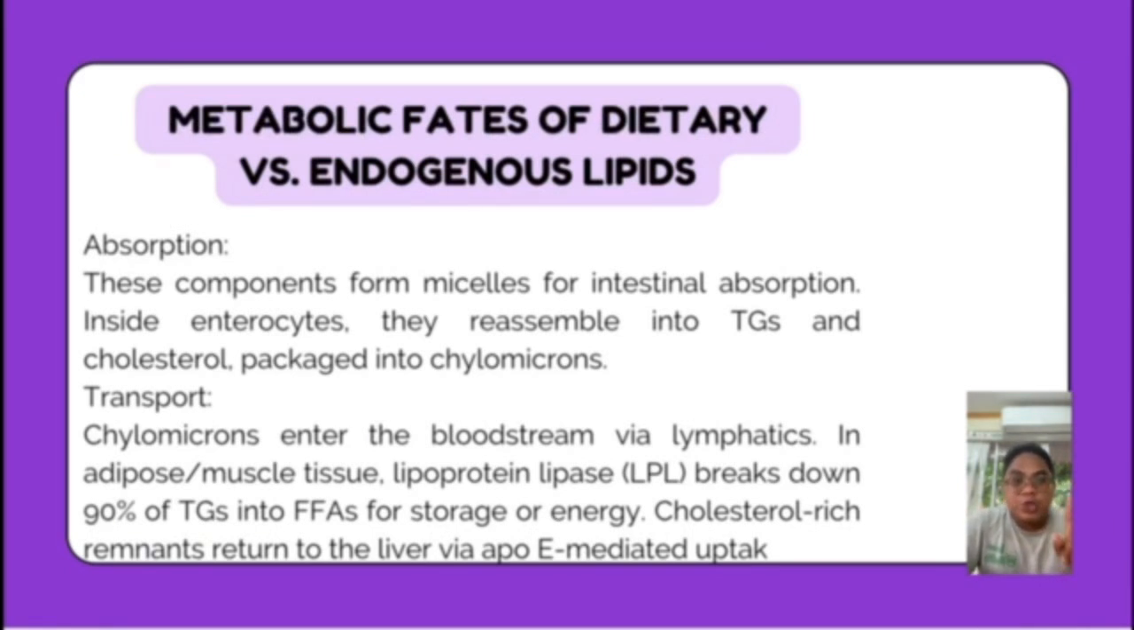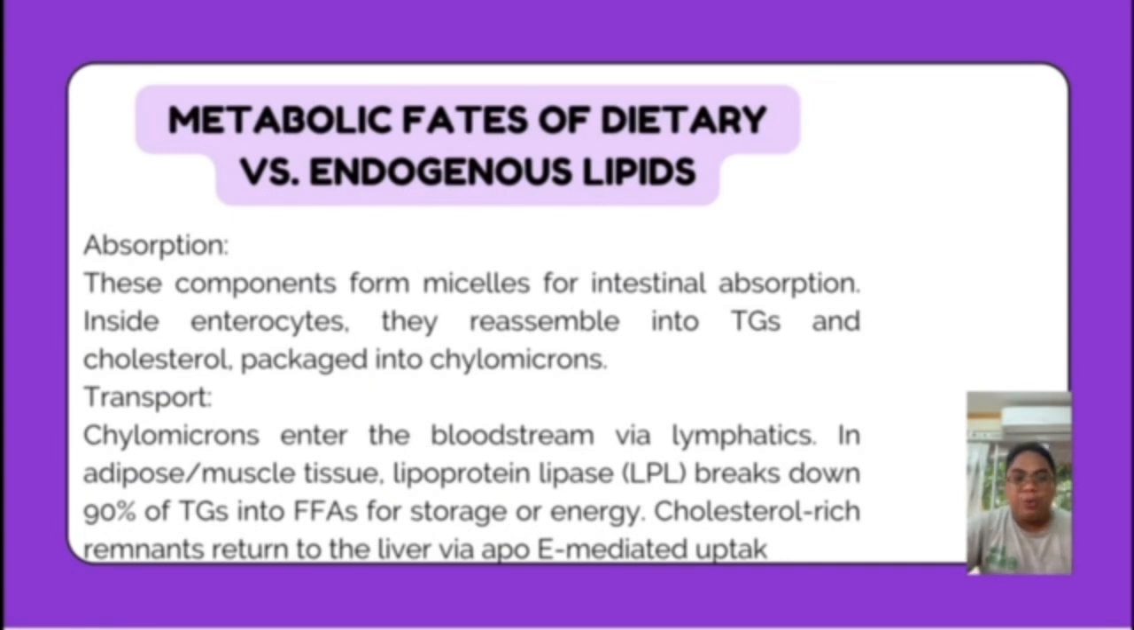As they travel, an enzyme called LPL acts like a key. LPL is like a key that unlocks the fats, so your muscles can use them for energy or your fat cells can store them. After dropping off most fats, the smaller trucks called remnants return to the liver to deliver leftover cholesterol, which your body reuses or gets rid of.